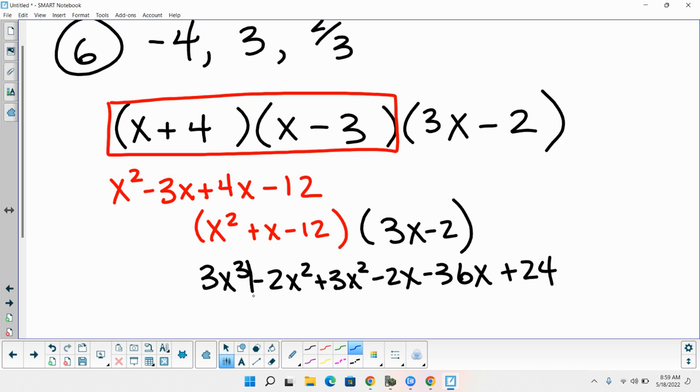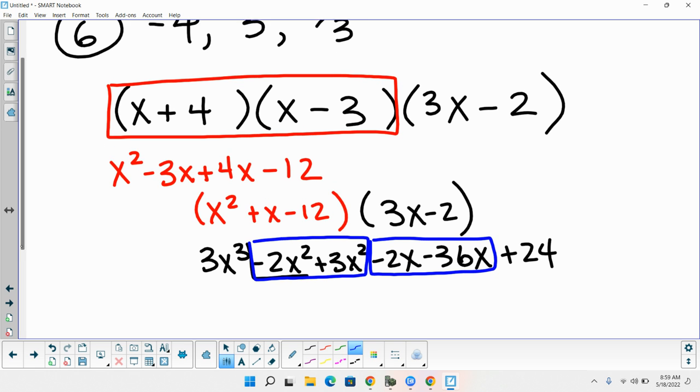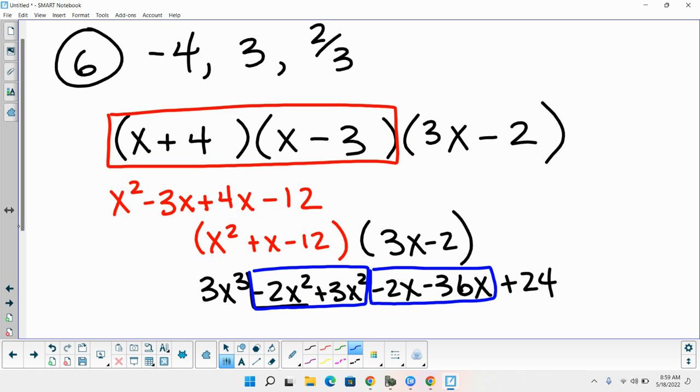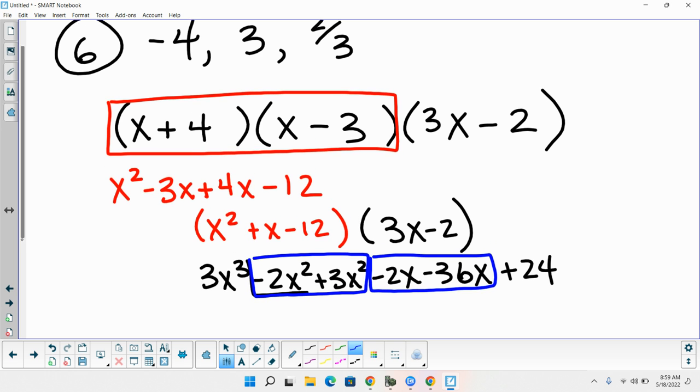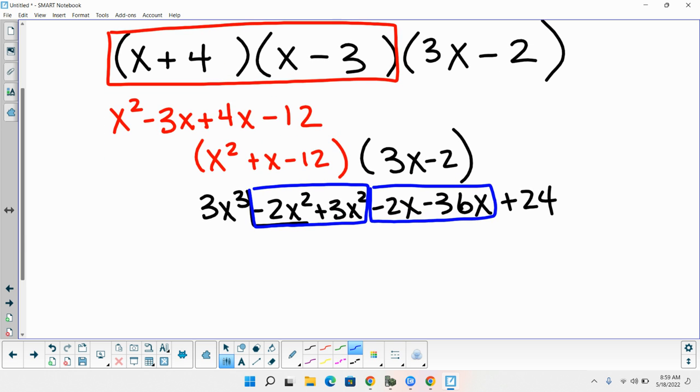You look here, and here you got like terms, right? So we got to put those together to finish it up. So the polynomial that goes with those 3 roots, those 3 zeros, those 3 answers is this: 3x cubed plus x squared minus 38x plus 24.